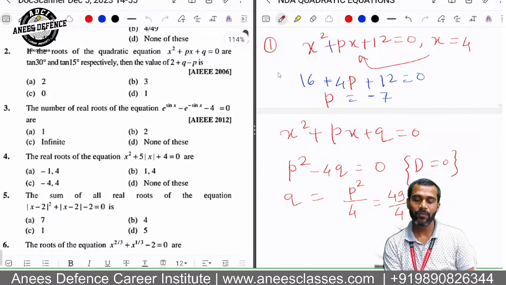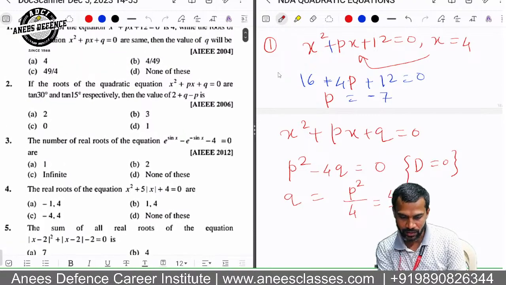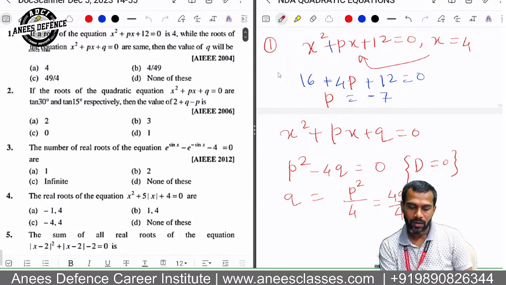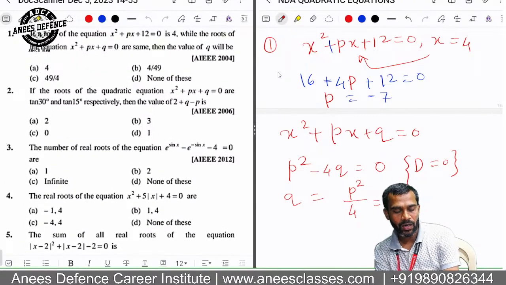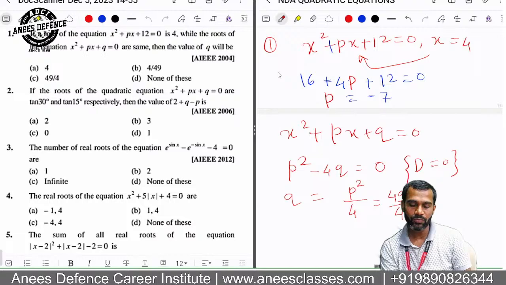नंबर 2. Yes, online students, have you understood? This is very easy. If the roots of the equation are tan 30 and tan 15 respectively, then 2 plus p minus q.